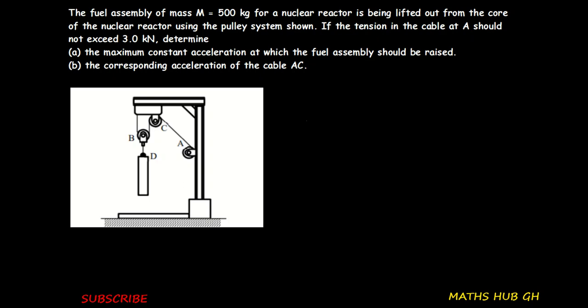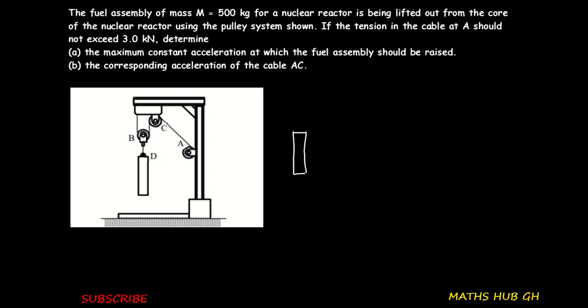So let's look at how we are going to solve this question. To find the maximum constant acceleration at which the full assembly should be raised, we are going to use Newton's second law, which says that the sum of forces acting on a moving body should be equal to the mass times the acceleration of the body. Before we can find the maximum acceleration, we must consider the forces acting on the full assembly. So I'm going to draw a free body diagram for the full assembly.